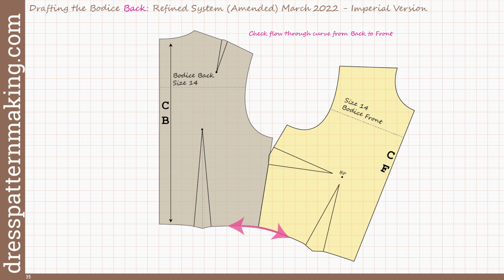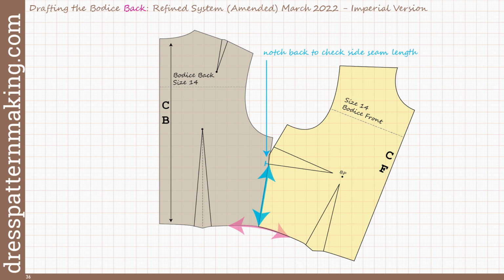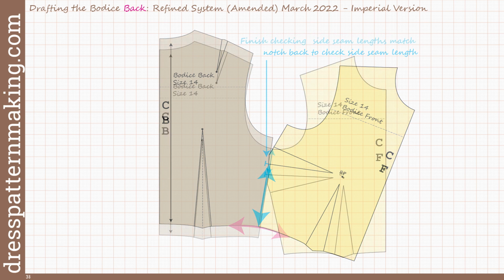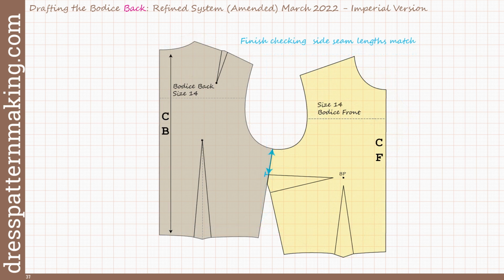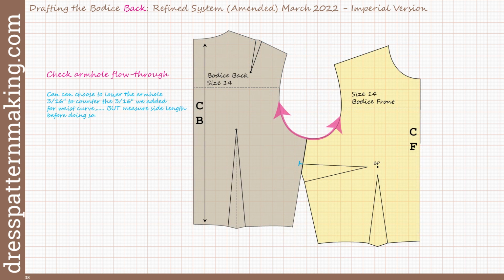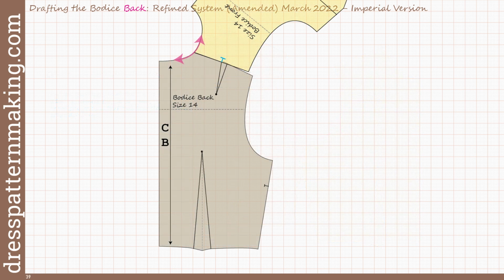So firstly, we'll do the side seam. Put the back and front blocks together at the side seam waist. Check that there's a smooth curve at the waist. Then check the side seam length. Firstly from the waist up to the dart leg. Then check that the remainder matches up. Check that there is a smooth curve through the armhole. Then match the front and back at the high neck point to check the neckline curve.